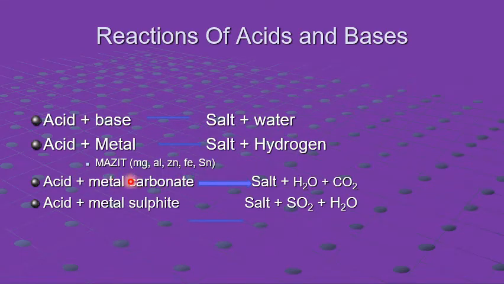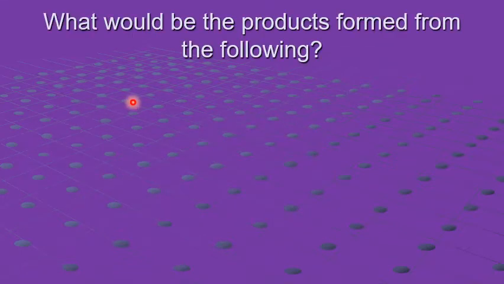Next, you have acid plus metal sulfite. Anytime you have an acid and a metal sulfite, you will always have a salt, sulfur dioxide, and water being produced. Remember, sulfite is your polyatomic ion with the symbol. Everybody remembers what the symbol is for the sulfite? SO3. Okay, that's it.